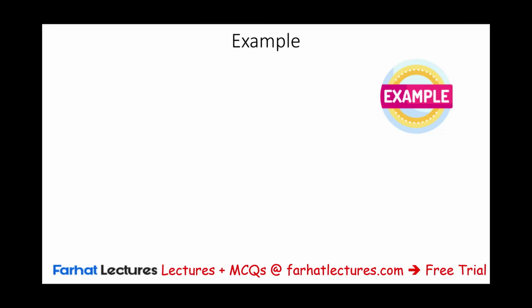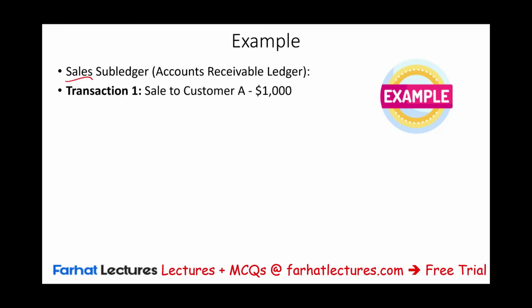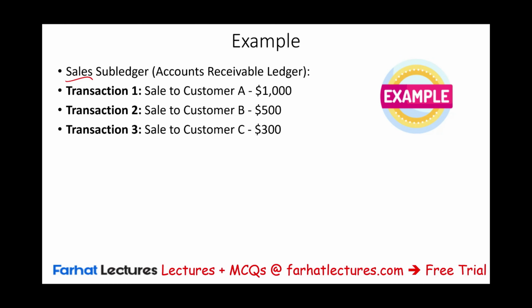Now I'm going to look at a simple example. Although this is really a simple example, it's very, very important to understand the big picture through that example. So let's assume we have a sales ledger. Again, when we say sales, if it's sales on account, it's the same as accounts receivable. Transaction 1, we sold customer A $1,000 worth of merchandise, transaction 2 customer B $500, transaction 3 customer C $300, and transaction 4 customer D $200.